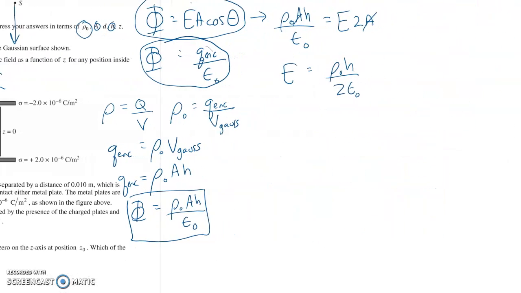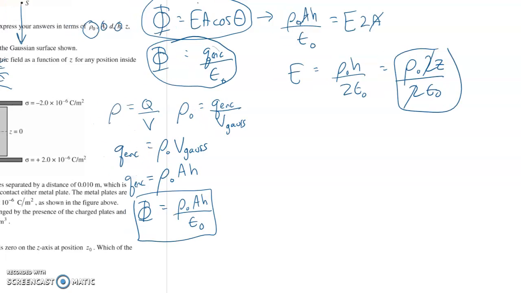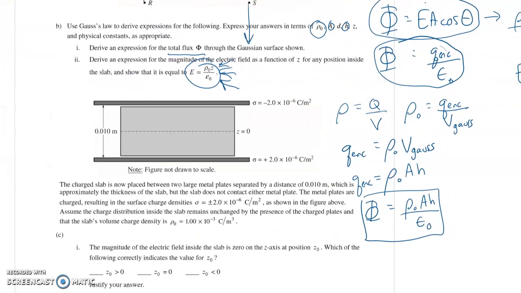The total height of this cylinder is 2Z. And so let's substitute that in. So this is rho sub 0, 2Z over 2 epsilon naught. The 2's cancel out, and we just proved what they were asking us to prove. So we were successful with that.